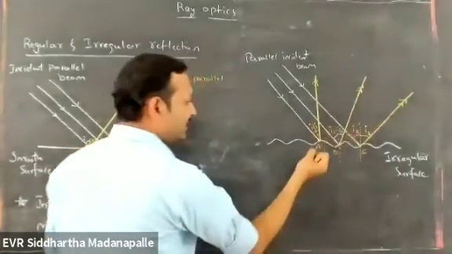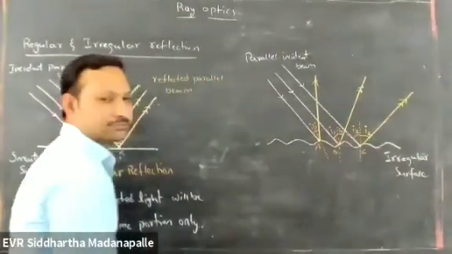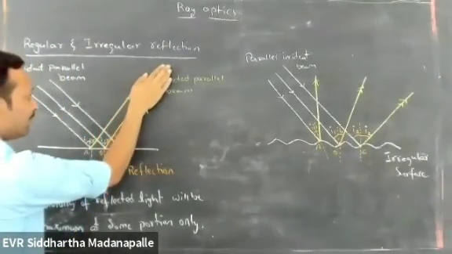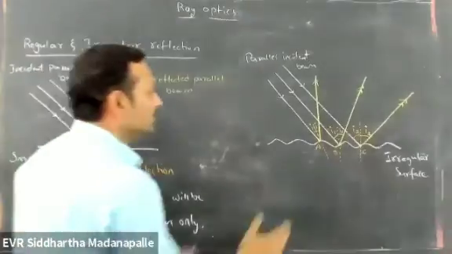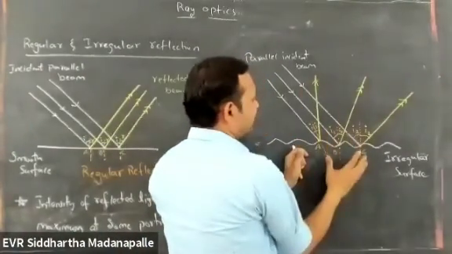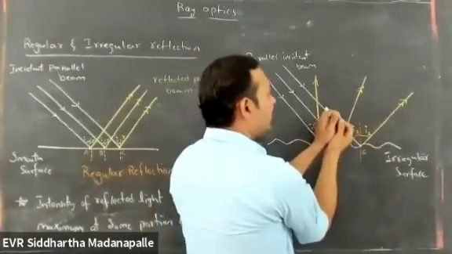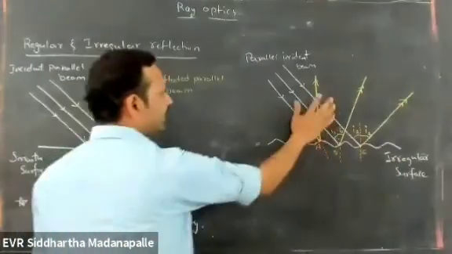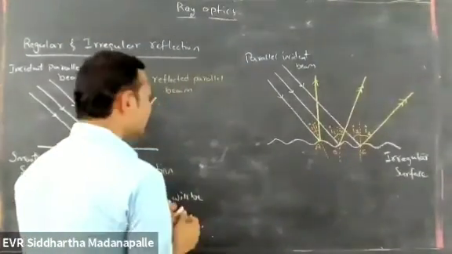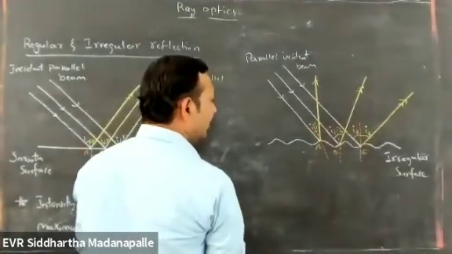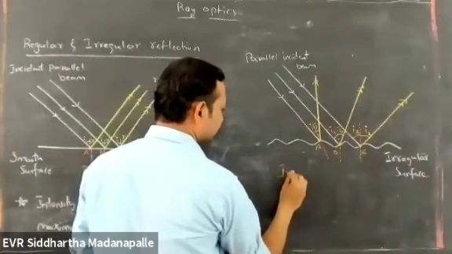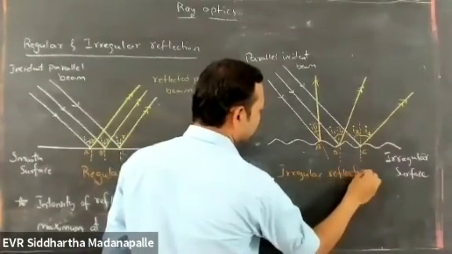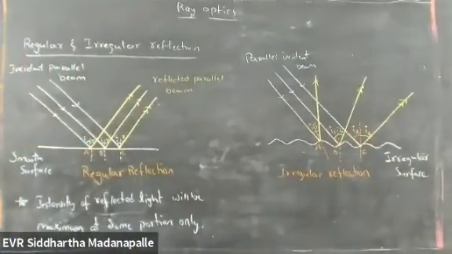Here, the total intensity is diffused. Whereas in regular reflection, the total intensity will be maximum at some portion only. But here, the incident light after reflection on the irregular surface has been diffused. The reflected ray diverges. Therefore, such a reflection is called irregular reflection.